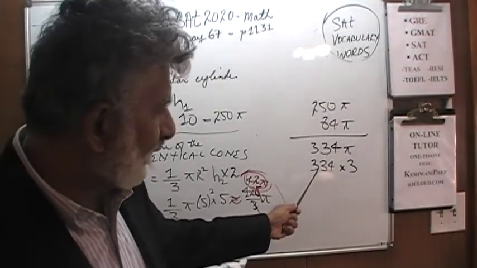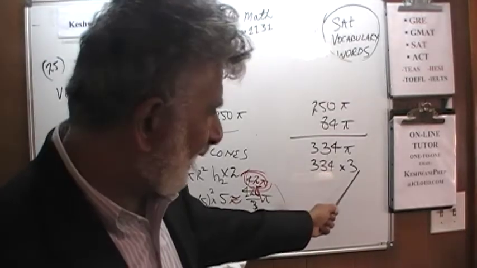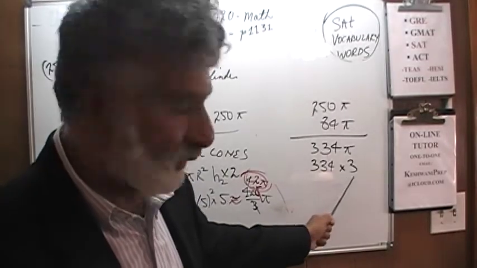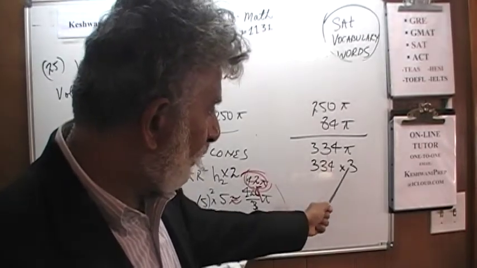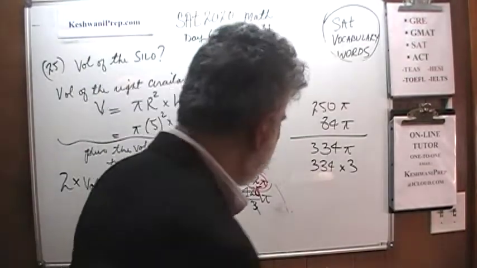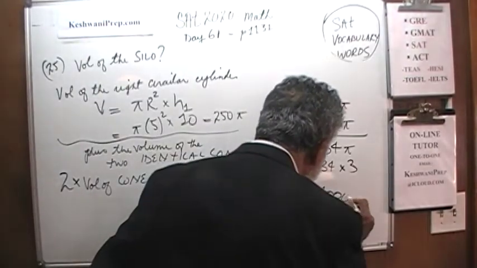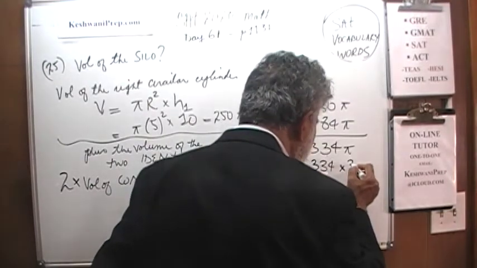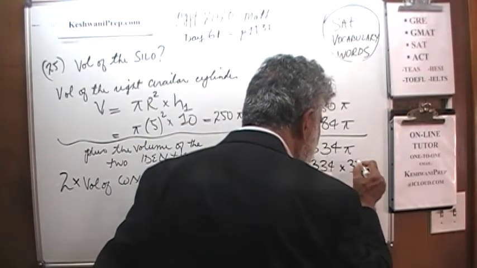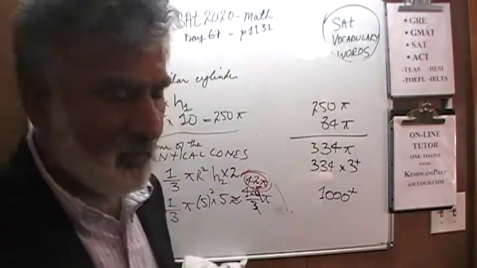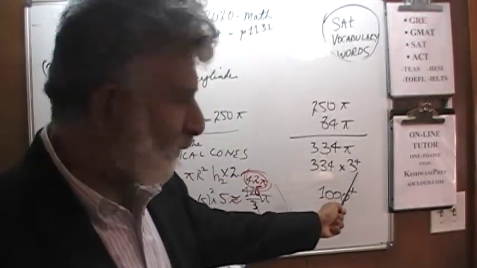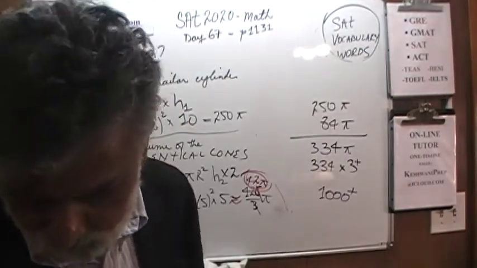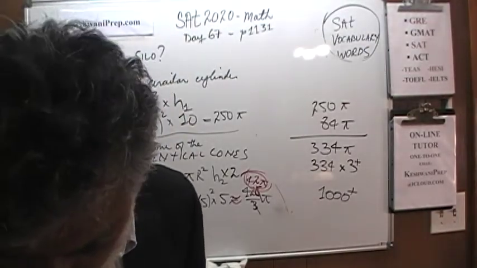As you can clearly see, even 333 times 3 would have been 1,000. I know it's 999, so it would have been 1,000. Therefore, 334 times 3 is more than 1,000. The answer is clearly more than 1,000, especially given that this 3 is not 3, it's more than 3. It's 3.1416. So something more than 3 times 334 will give us something more than 1,000.